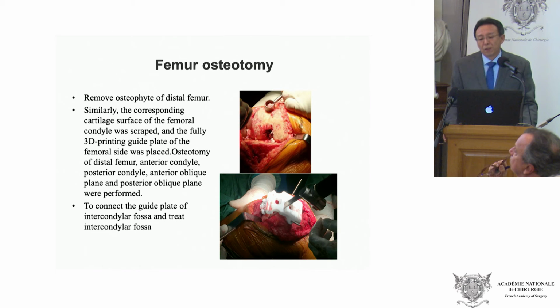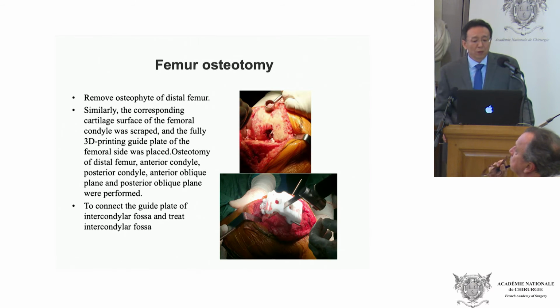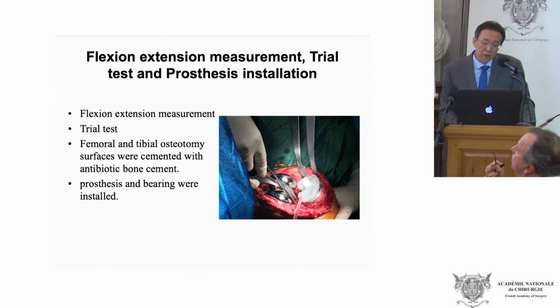Femoral osteotomy. Remove osteophytes of the distal femur. Similarly, the corresponding cartilage surface of the femoral condyle was described, and the fully 3D printing guide plate of the femoral side was placed. Osteotomy of the distal femur, anterior condyle, posterior condyle, anterior oblique plane and posterior oblique plane were performed, then connect the guide plate of the intercondylar fossa and treat the intercondylar fossa.